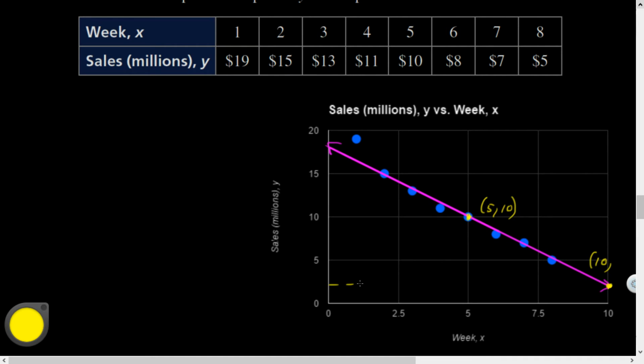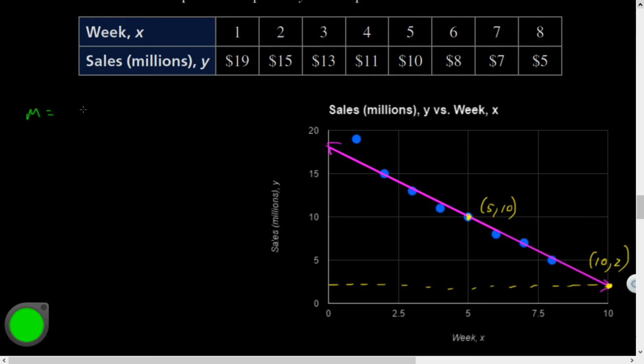10 and what do you guys estimate that being over here? Want to call that a 2? Let's just call that 10 and 2. So week 10 after release, I'm predicting that it would have been around 2 million sales. And really, any 2 points on the line you pick are all going to end up being the same line at the end of the day.